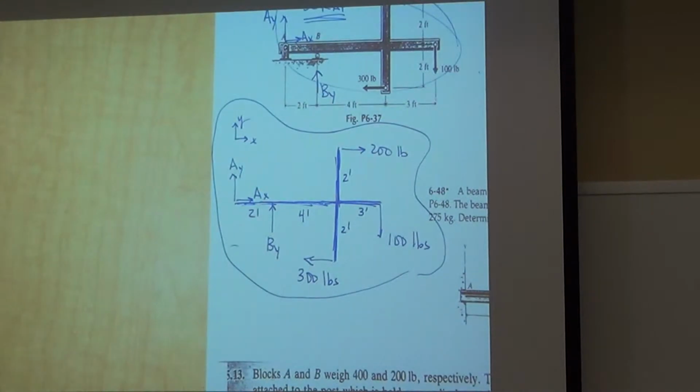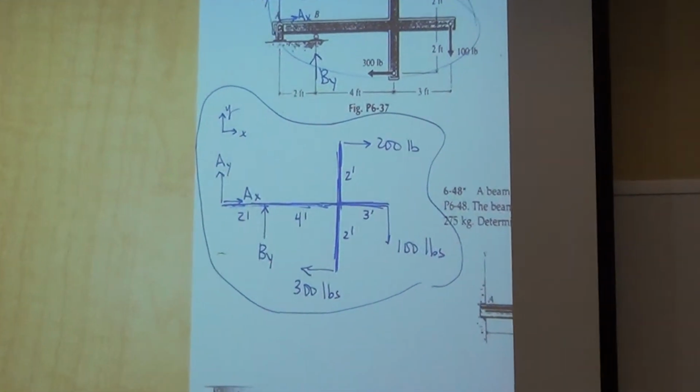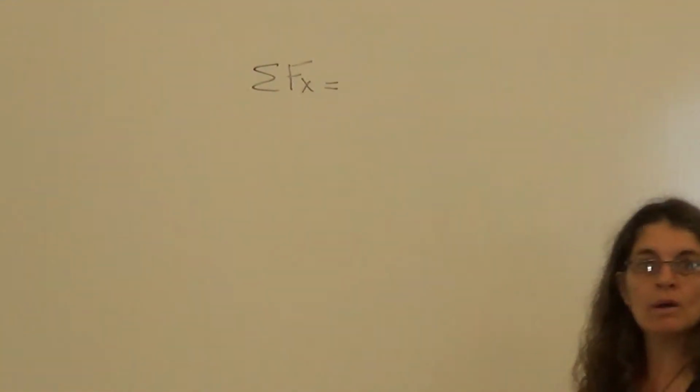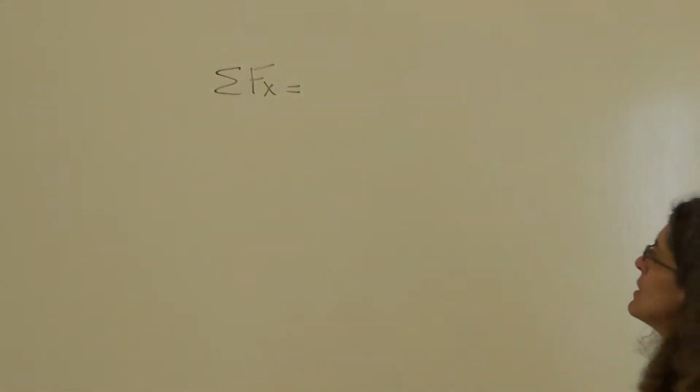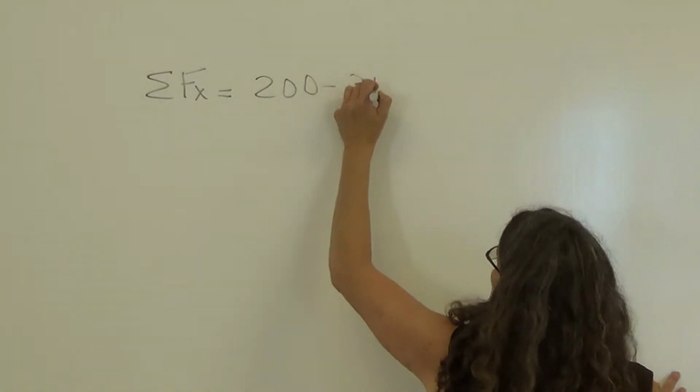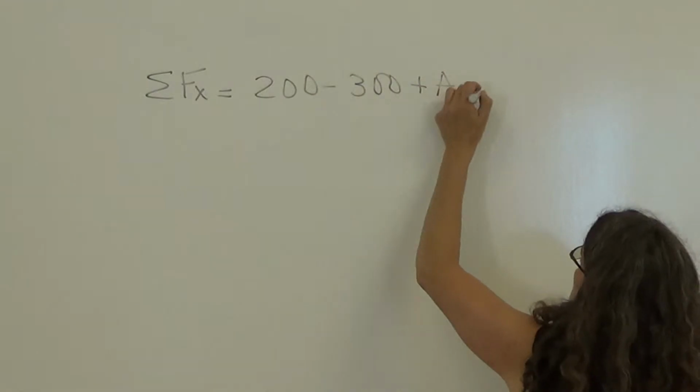AX. Good. And it's not the AX equation. It is what equation? Sum of the forces in the X. Yeah. So sum of the forces in the X equal. Walk me through it. Uriah, tell me what to write. 200 minus 300 plus AX equals 0.